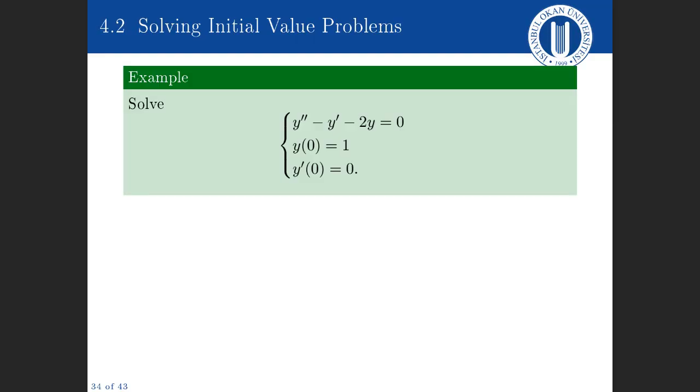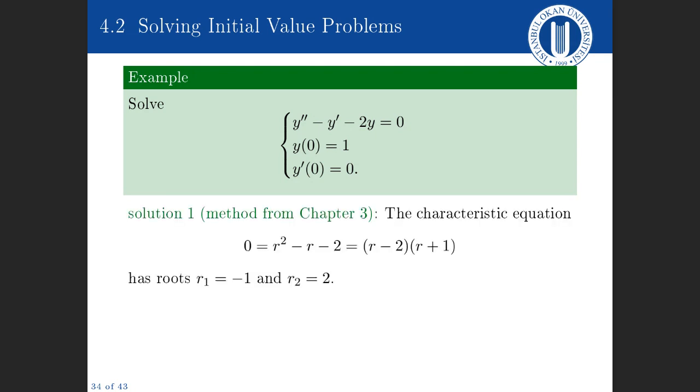Great. So now let's look at an initial value problem. Solve y double prime minus y prime minus 2y is equal to 0 with the initial conditions y of 0 is 1, y prime of 0 is equal to 0. And I'm going to solve this problem two times. First, I'm going to use the method from chapter 3.